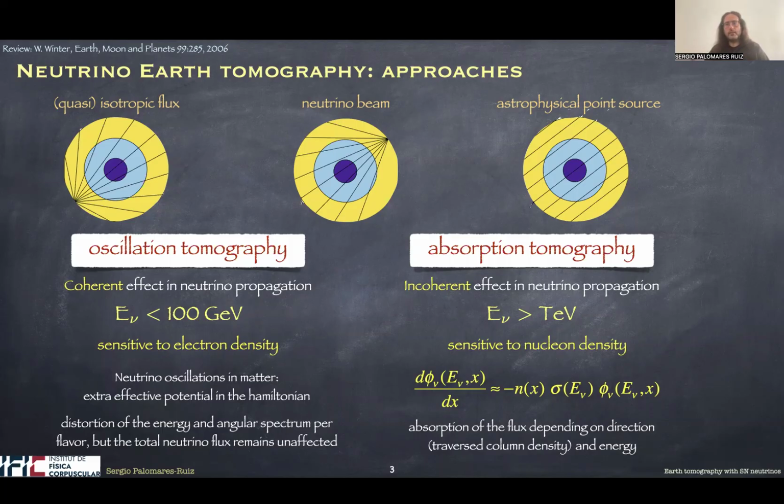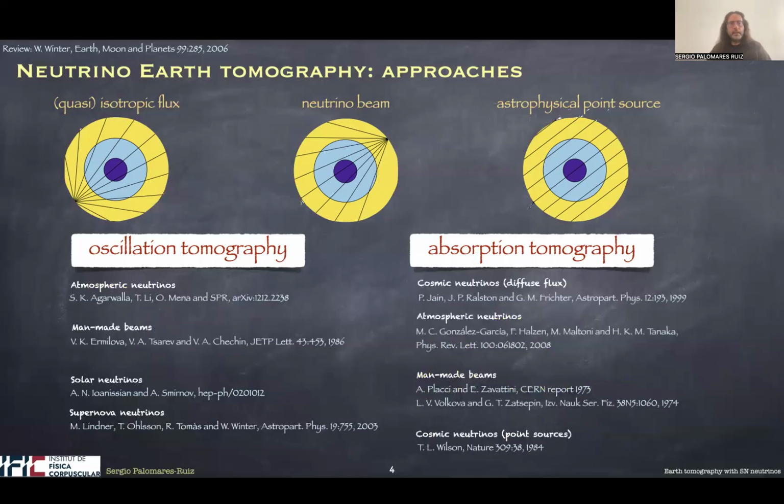At higher energies, of the order of TeV or so, we can exploit the incoherent effect in neutrino propagation through matter, and this is sensitive to the nucleon density. And here there is an absorption of the flux, which depends on the direction and on the traversed column density and on the energy of those neutrinos. And that is how one can learn about the Earth interior. Here I'm showing you just the first papers that consider these two different neutrino tomographies using atmospheric neutrinos, man-made beams, solar neutrinos, supernova neutrinos, and cosmic neutrinos.